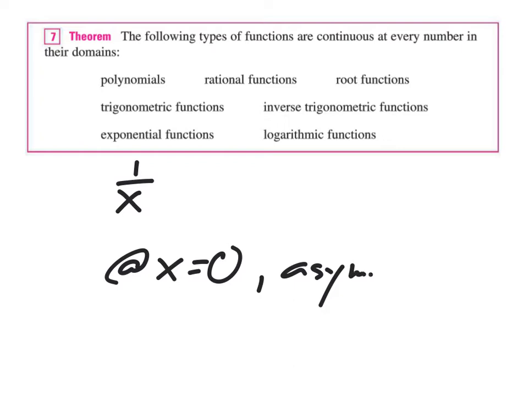Okay, so then if I take a look up at my notes, though, it just said that all of these types of functions are continuous, and yet I just said that one's not continuous at 0. Why is that? It's a little detail in the wording. Notice it says these are all continuous at every number in their domains. What is the domain of 1 over x?